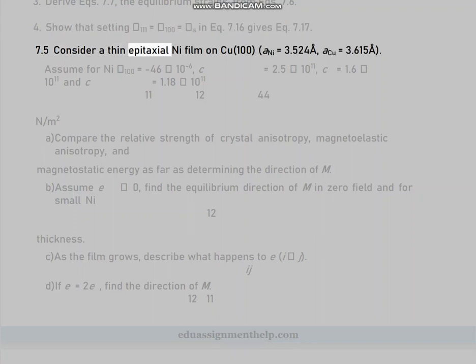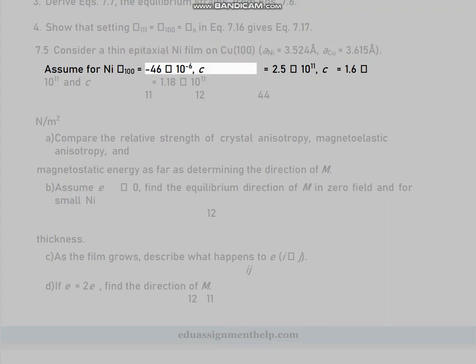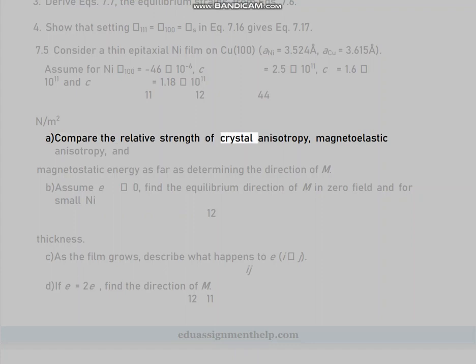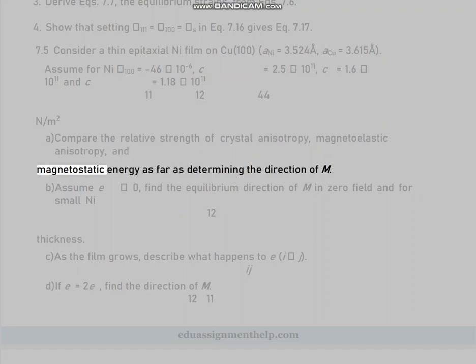7.5. Consider a thin epitaxial Ni film on Cu(100), aNi equals 3.524 Å, aCu equals 3.615 Å. Assume for Ni λ100 equals minus 46 × 10^-6, C11 equals 2.5 × 10^11, C12 equals 1.6 × 10^11 and C44 equals 1.18 × 10^11 N/m². A. Compare the relative strength of crystal anisotropy, magnetoelastic anisotropy, and magnetostatic energy as far as determining the direction of M.